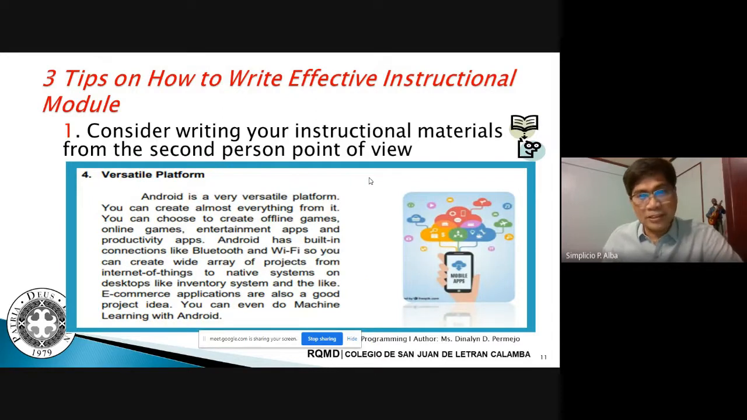And even in her lesson discussion, if you notice, let me read it. Android is a very versatile platform. You can create almost everything from it. You can choose to create offline games. So she always considers the second person point of view, and that is fine and acceptable, especially in writing your instructional material.